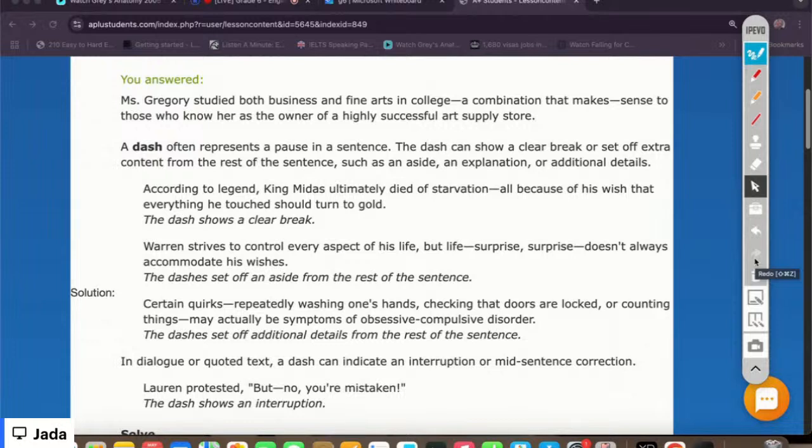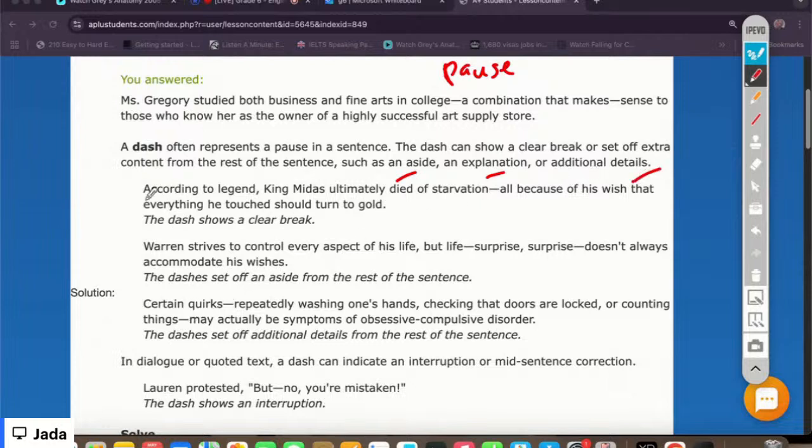Alright, so we will start now. So, what is a dash? A dash often represents a pause in a sentence. So most times when you see a dash, it's simply showing us that there is a pause in the sentence. The dash can show a clear break or set off extra content from the rest of the sentence, such as an aside, an explanation, or an additional detail.